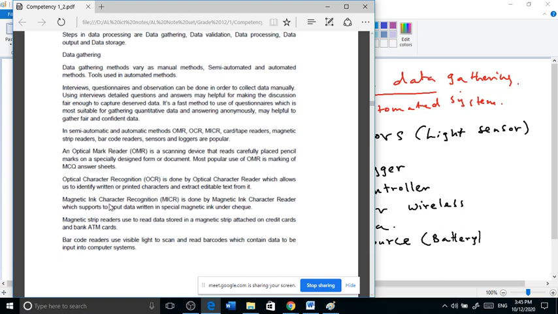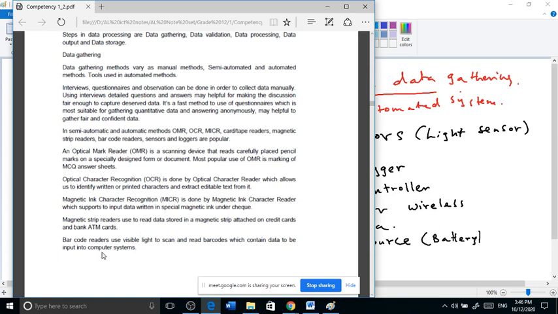Okay, magnetic ink character recognition, MICR, is done by a magnetic ink character reader, which is supposed to input data written in special magnetic ink on checks. Magnetic stripe readers are used to read data stored in a magnetic stripe attached on a credit card and bank ATM card.